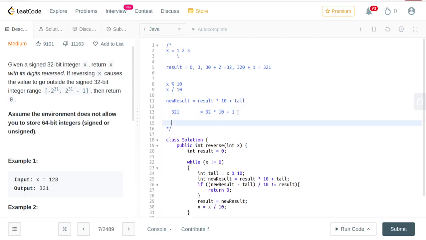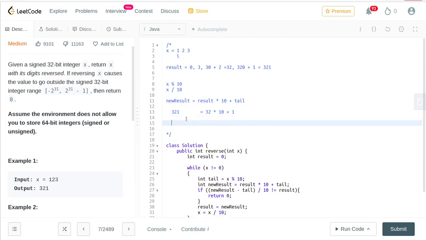So if there is no overflow, using basic algebra, you can extract result from this equation. The tail would go over there, so that will become new result minus tail, and then it would be divided by 10, and that will become equal to the result. Just basic algebra, I just moved everything from the right hand side to the left hand side, and that's the result.